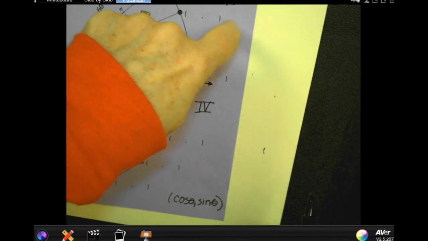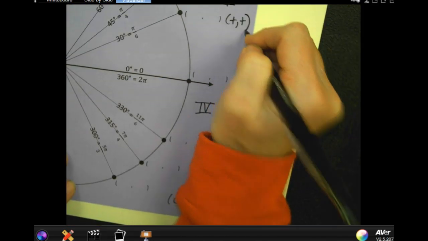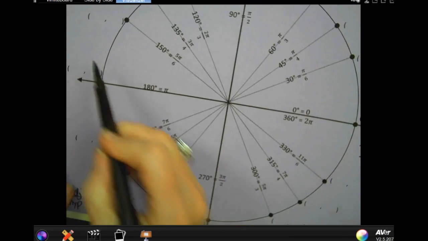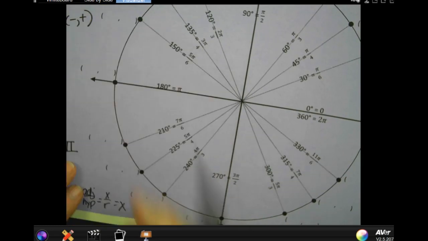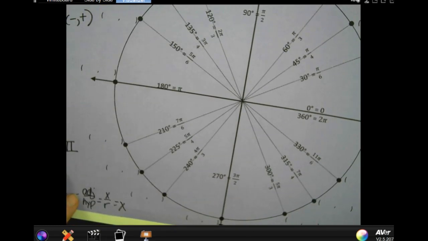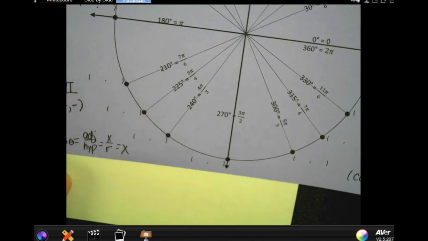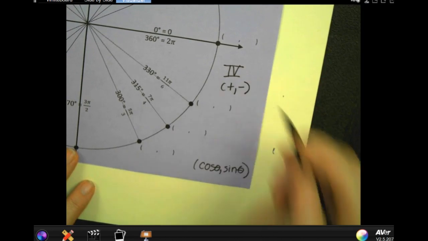So if I look at the first quadrant, my x values are positive, and my y value is positive. In the second quadrant, what happens with my x's? They're negative, but the y is still positive. In the third quadrant, what's true? Negative and negative, right? The x and y are both negative. And in the fourth quadrant, the x is positive and the y is negative.